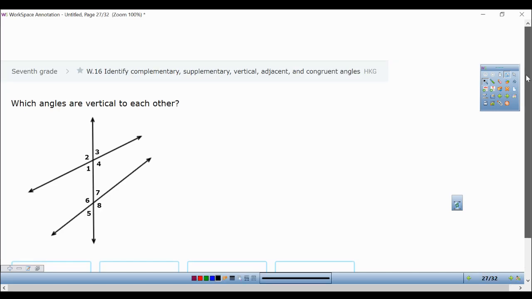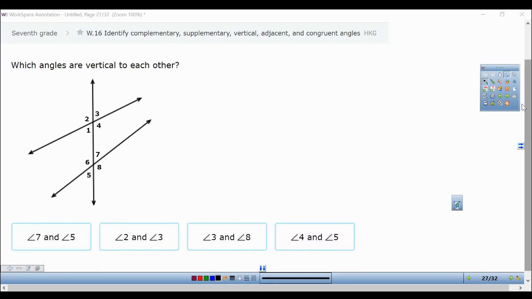Next question. It says, which angles are vertical to each other? So vertical means they have to be across, and I'm going to circle the angles that are vertical to each other. In this case, 2 is vertical to 4 because they're on the opposite sides, and 6 is vertical to 8. Also, 3 is vertical to 1, and 7 is vertical to 5. So let's look at these numbers, see which one works out. 7 and 5 are vertical angles, so there goes my answer.